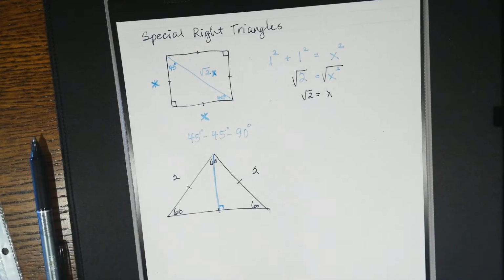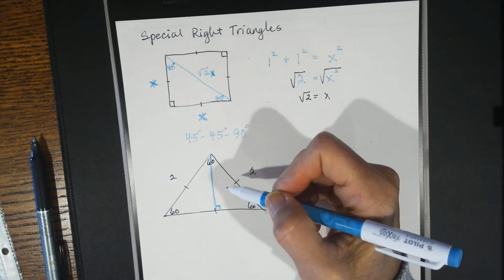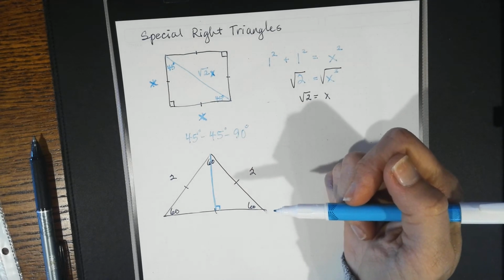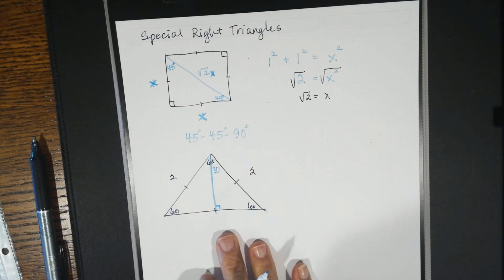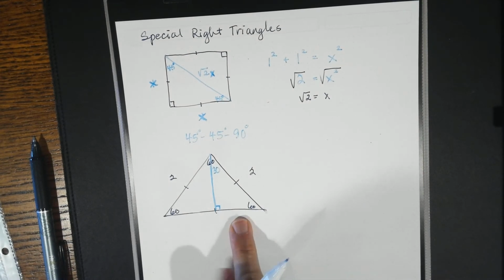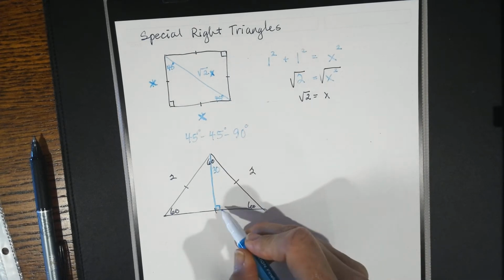I need you guys to be more involved in this because this is your education too, and I know you can answer questions like what's half of 60? 30. Yep, it's 30. So congratulations, you have just figured out the special right triangle called 30, 60, 90.